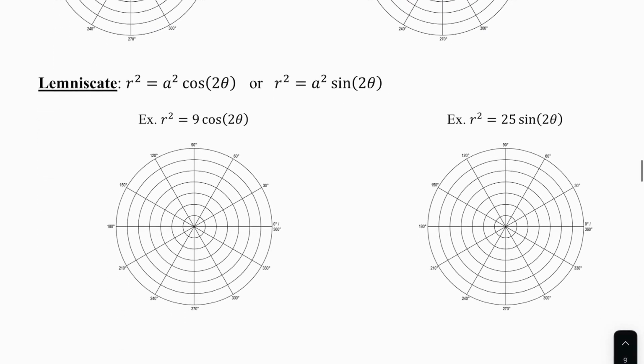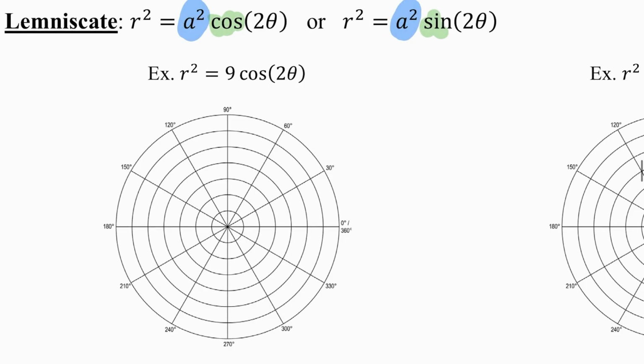Then this next graph is a pretty interesting graph. It's called the Lemniscate. So in this class, the only thing that we're going to be changing is this a squared, the number in front of sine or cosine. Or I guess we are going to be changing cosine and sine as well. But the number that's going to change is a squared. This number on the inside has to be 2 theta, otherwise it's not a Lemniscate. So in this problem, they gave us that a squared equals 9. So if you square root both sides, you get a is 3.